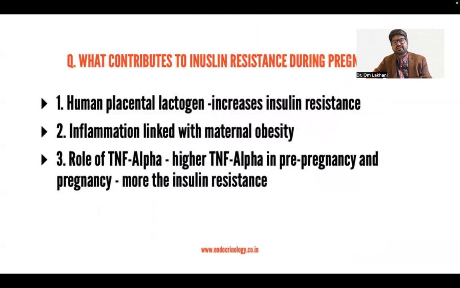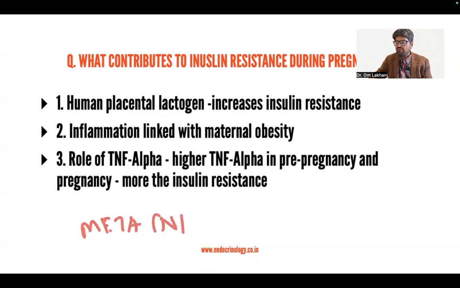Now, what are the factors? So insulin resistance increases during pregnancy in all forms of pregnancy. Why does this happen? Well, there are many theories for this. One is that a hormone called human placental lactogen is known to increase insulin resistance. So perhaps this is linked with the increased insulin resistance during pregnancy. It could be because of inflammation. Now there's a concept which is developing, which is known as meta-inflammation.